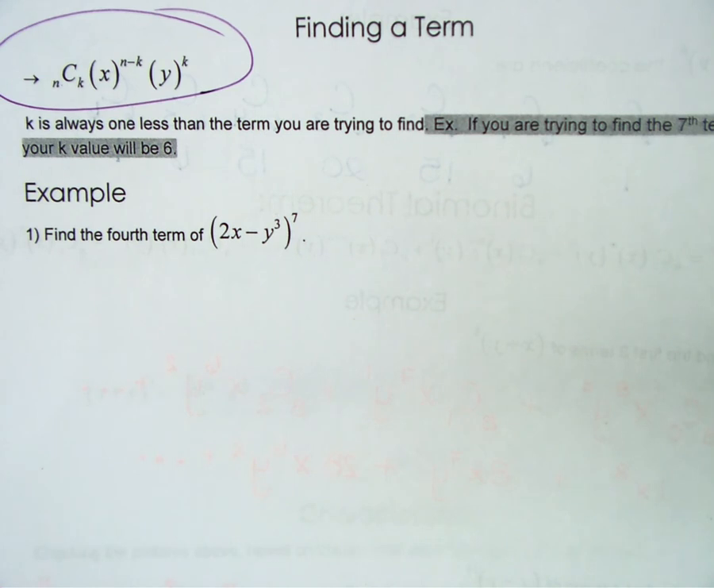Okay. So it is under logarithms. I'm going to stick with this formula because I'm pretty sure it's on the formula sheet. Okay, all right. So K is always one less than the term that you're trying to find.